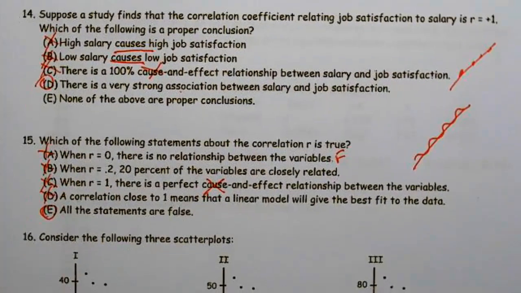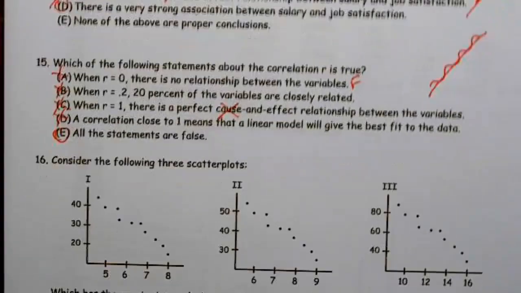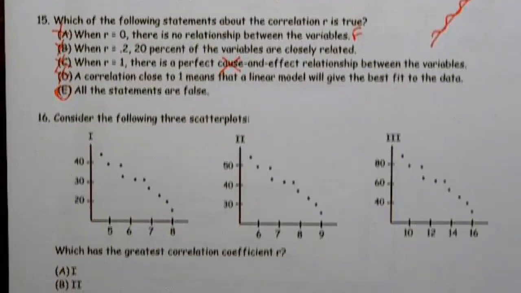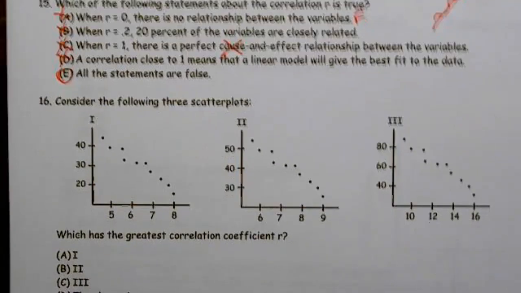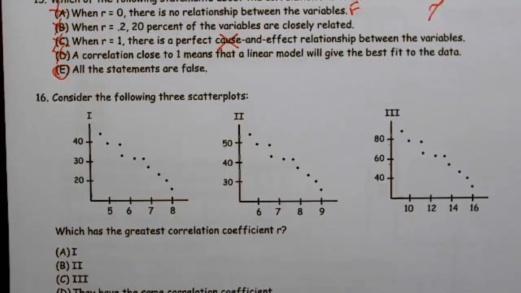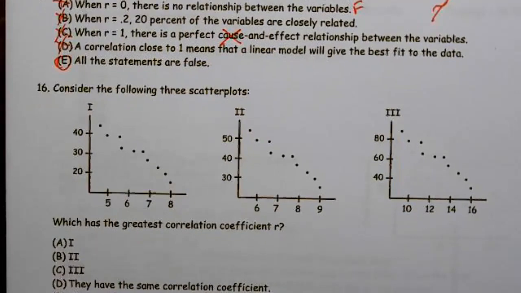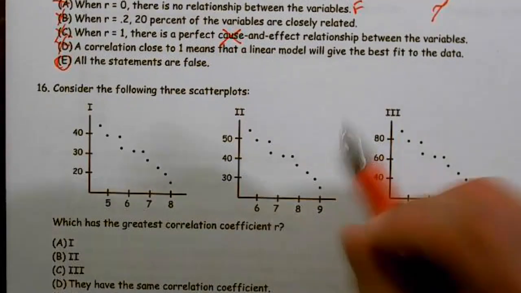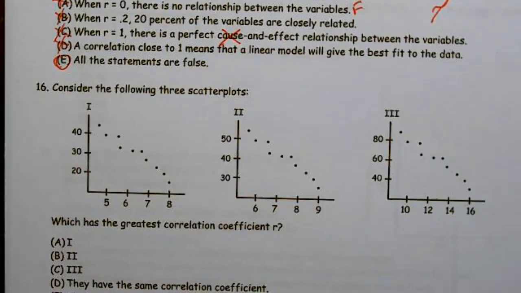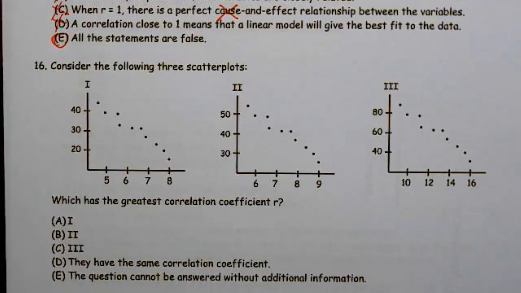All right, on number 16, consider the three graphs. Which has the greatest correlation coefficient? Well, first off, I probably shouldn't have said the greatest. It should have said which one's absolute value is the greatest, because these are all negatives. Which R is the strongest might be a better measure.